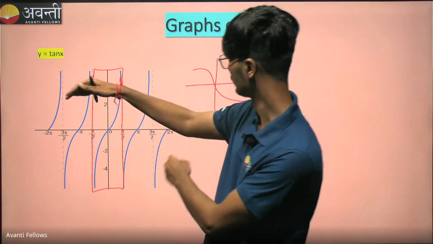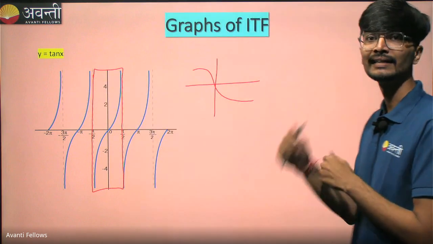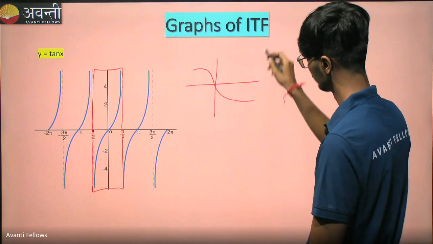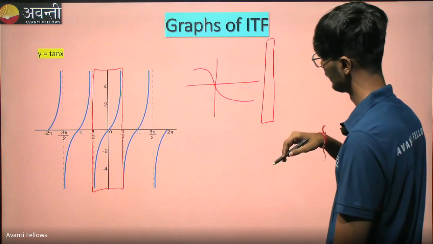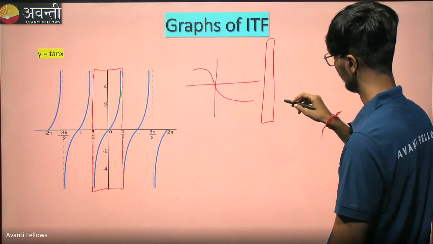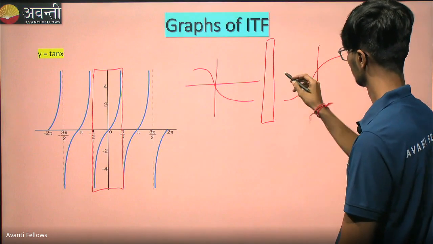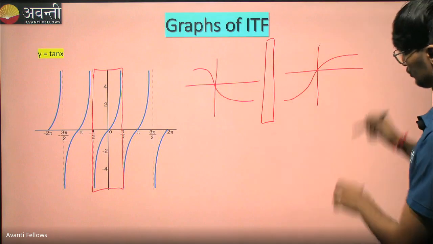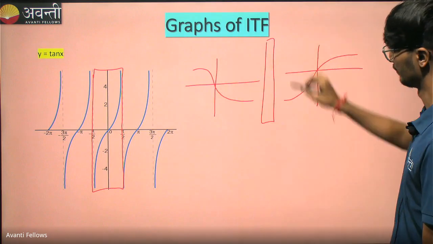If I rotate like this. And the next step is to take its mirror image. So if I take the mirror image in the y-axis, this is suppose my mirror. If I take the mirror image, it will be like this. So this is the mirror. So this will be the graph of tan inverse.